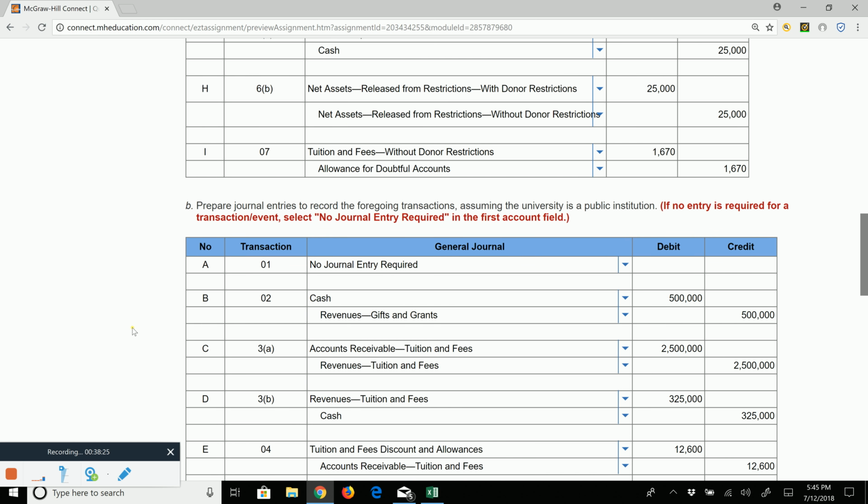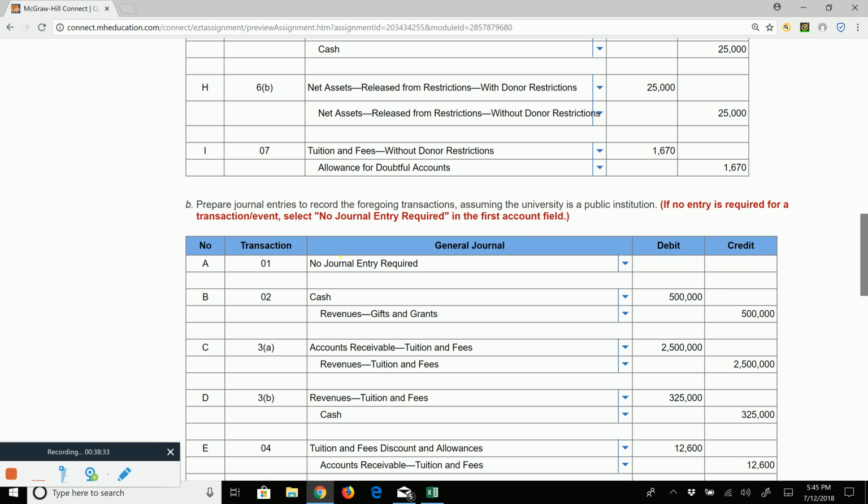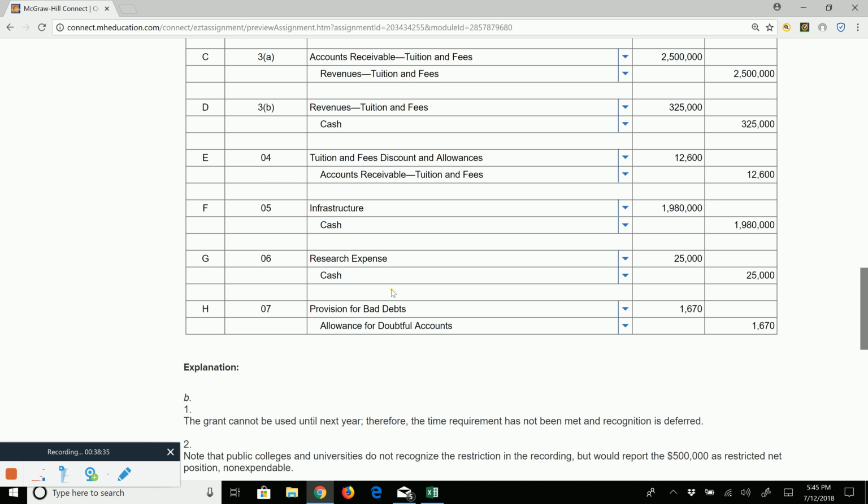Now, with a public university, remember, we originally never recorded the revenue or a receivable for the grant. But now that we're starting to spend the money on its rightful purpose, debit research expense, credit cash, and there should be a journal entry 6B here. At this point, we can bill the government. We can actually say debit grants receivable and credit revenue for the $25,000.